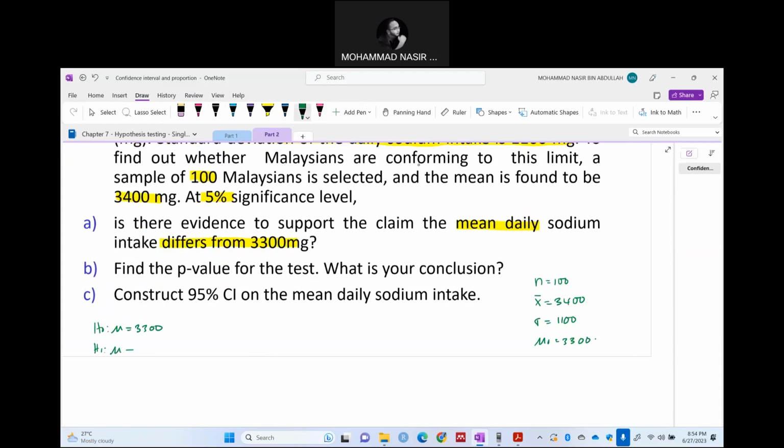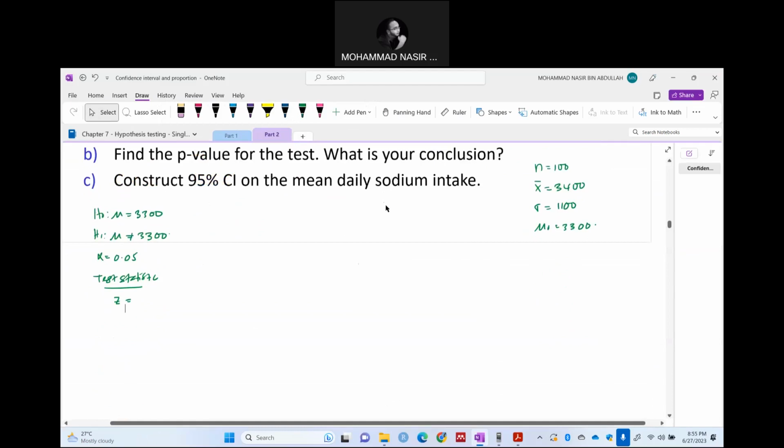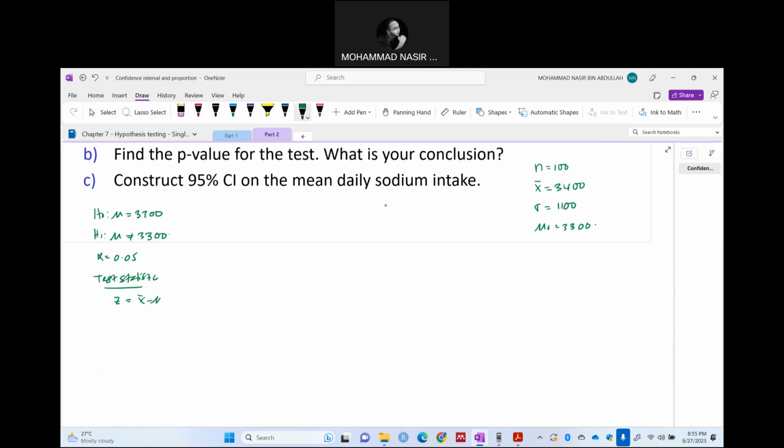Alternative hypothesis, mu is not equal to 3300. Alpha equal to 0.05. Test statistic. So we are using Z distribution with population variance known, right? So X bar minus mu divided by sigma over square root of n. So this one is 3400 minus 3300 divided by 1100 over square root of 100. So this one should be equal to 0.91.